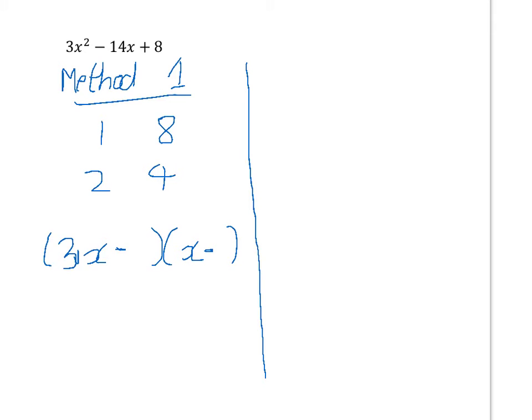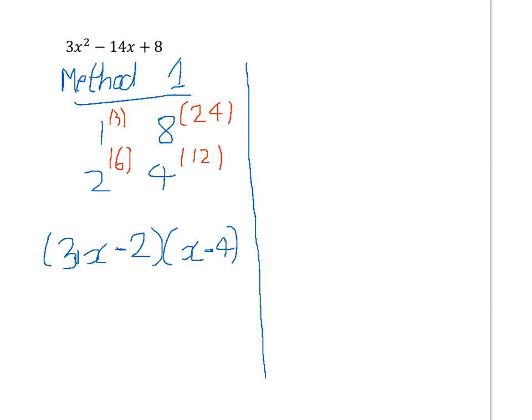So, if we had 3 lots of 1, that would be 3. So minus 3 take away 8 would be minus 11, so that wouldn't work. If this one was multiplied by 3, that would be 24. So it would be minus 24 take away 1, which is minus 25. That doesn't work. If 2 was times by 3, that would be 6. And minus 6 take away 4 is minus 10. If 4 was multiplied by 3, that would be minus 12. Take away 2 is minus 14. So the one that needs to be multiplied by 3 is the number 4. So it's minus 4 and 2.